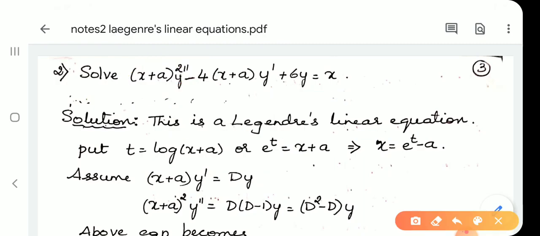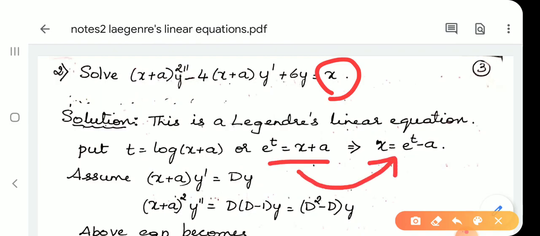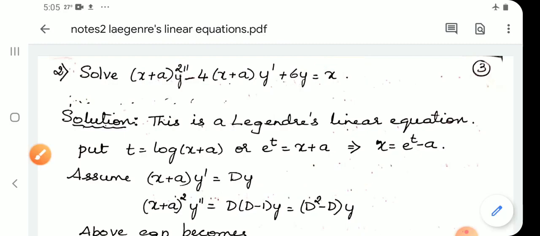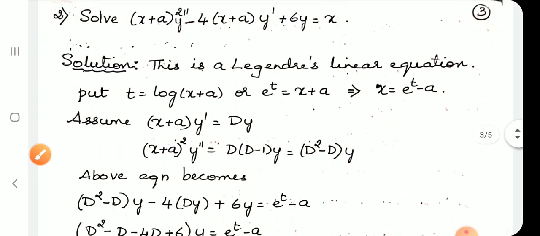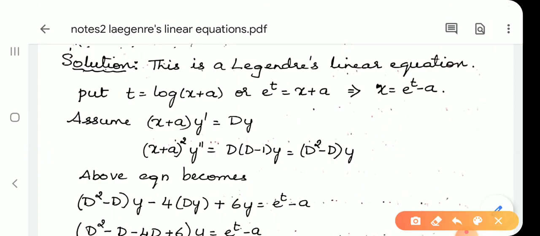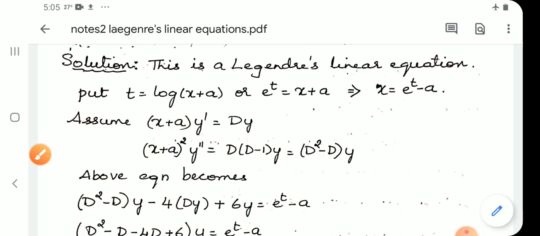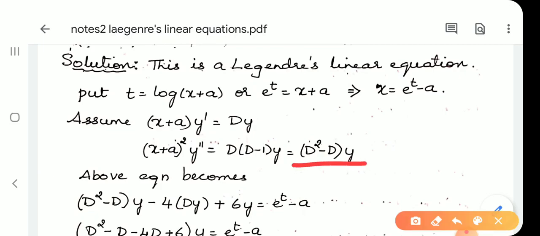Since in the right hand side we want the value of x, so using this expression we will find the value of x as x is equal to e power t minus a. So let us assume now x plus a into y dash, we take it as dy. Here the value of a is 1. So 1 into dy becomes dy. Similarly, x plus a whole square y double dash becomes a square, which is 1 square, which is again 1. So d into d minus 1 y, if d is taken inside, becomes d square minus d into y.